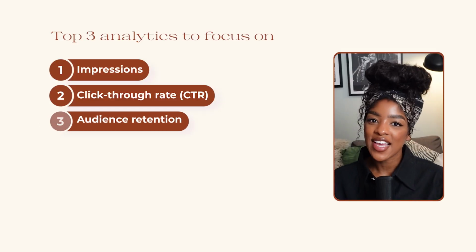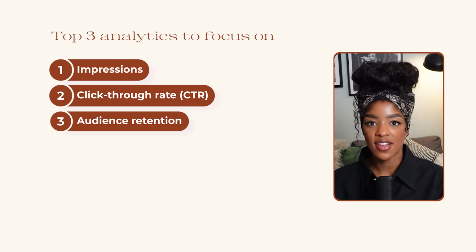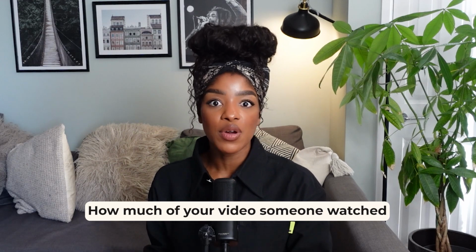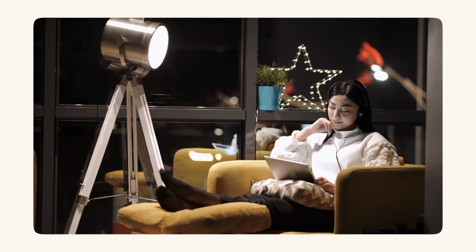Last, but certainly not least, your retention. This is one of my favorite things to look at. Retention is basically referring to how much of your video someone watched. Now, if we think back to one of the first mistakes about not understanding the algorithm, we know that YouTube will look at your retention. YouTube wants to know that someone's going to click on your video and they're going to watch a good chunk of it. So what you want to do is head to your analytics.